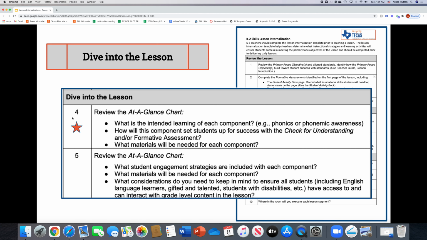So let's focus on this fourth step where we're reviewing that lesson at a glance chart, looking at what the intended learning is of this component, how this component is going to set my students up for success with that check for understanding that we just notated was dealing with tricky words, and the formative assessment that is on oral blending and segmenting. And then what materials will I need for these components?